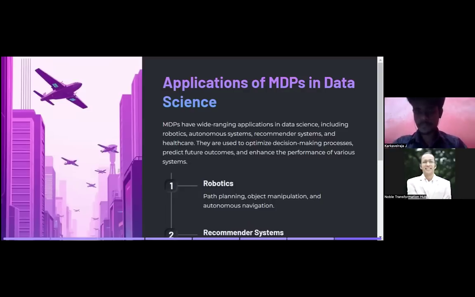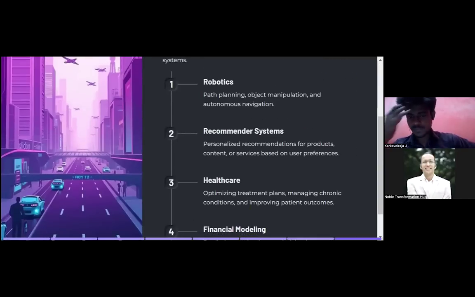Applications of MDPs in data science, AI, ML: there are vast applications for optimization of decision making processes, predicting future outcomes, and enhancing performance of various systems. We use it in robotics path planning, as I already mentioned, the Mars rover. When planning was not there, it would stop for every action if it found any difficulty. Once it was planned properly, then with reinforcement learning it makes decisions itself.